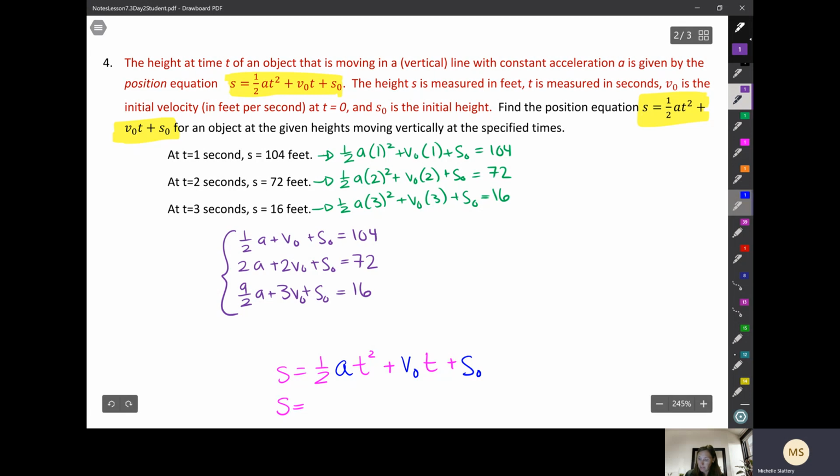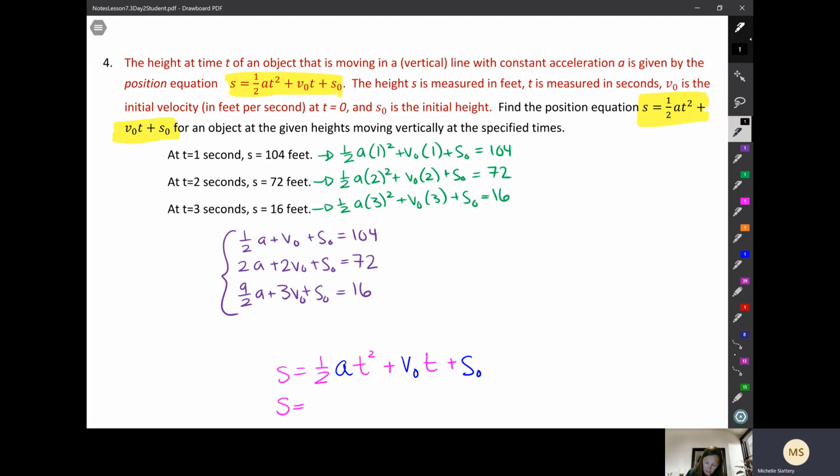I'm going to let you guys solve it on your own. I'll give you the answer, so you can pause the video and then check to see if you got the right answer. All right. You should have found that S naught is equal to 112, V naught is equal to 4, and A is equal to -24.